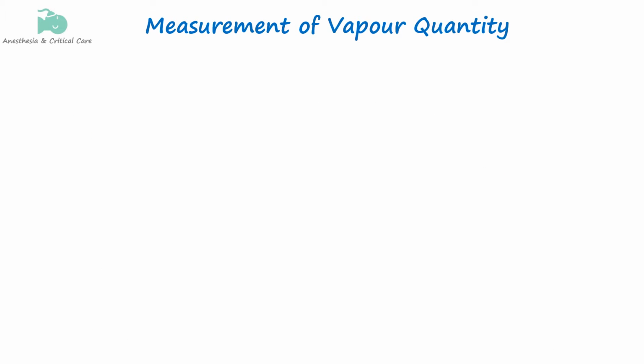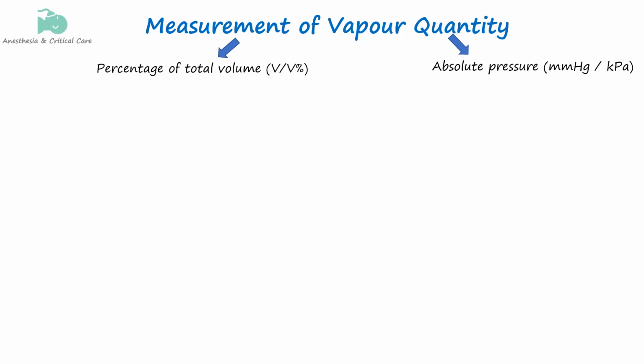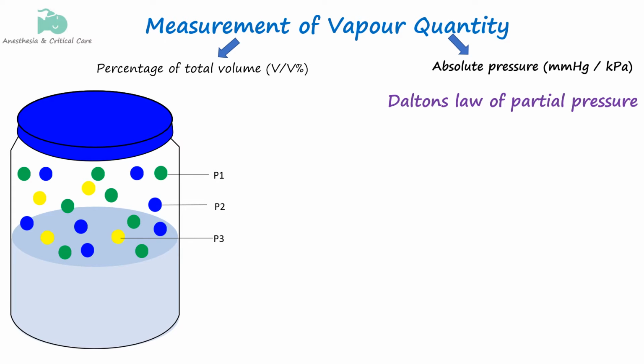The quantity of anesthetic vapor can be measured either by its absolute pressure in millimeters of mercury or kilopascals, or as a volume percent, which represents the amount of vapor in relation to the total gas mixture. The pressure exerted by the vapor can be explained by Dalton's law of partial pressure, which states that, in a mixture of gases, each gas exerts pressure independently of the others, and the total pressure is the sum of the partial pressures of all the individual gases.